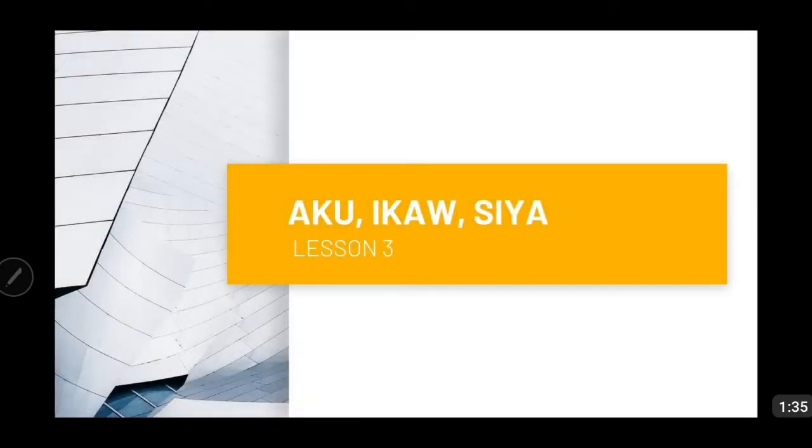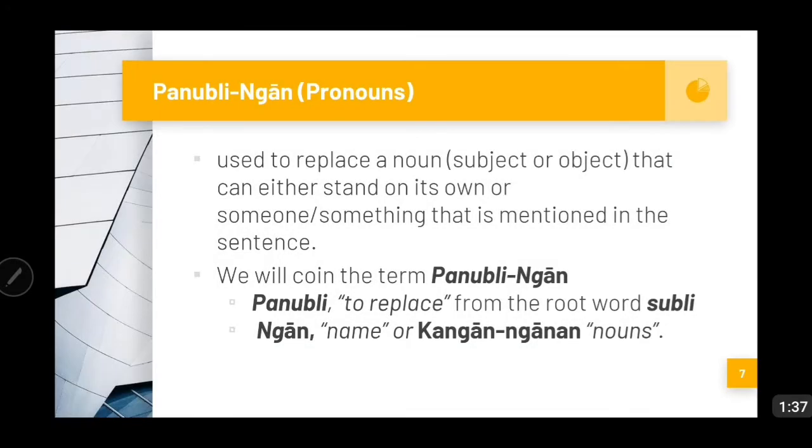Ako, ikaw, siya, lesson 3. So pronouns, or in here we call them panublingan, are words that are used to replace a noun, subject or an object, that can either stand on its own or not. It is someone or something that is mentioned in the sentence.